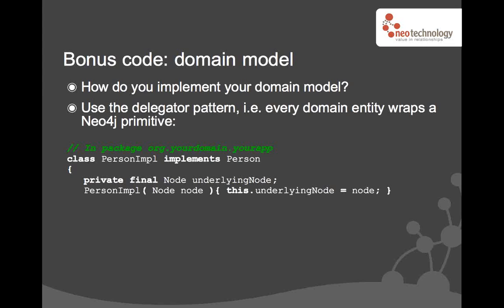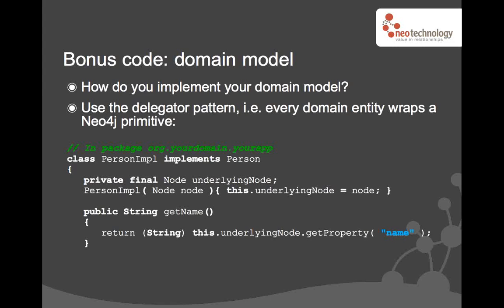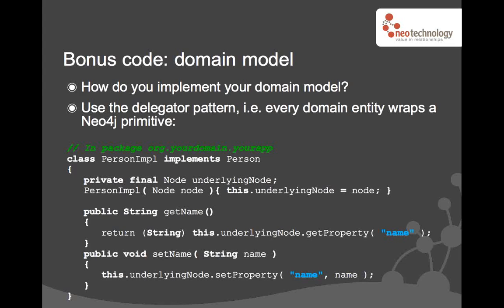We get that reference at instantiation time, where you pass in that node. And getName, rather than looking at the local attribute, delegates that to the underlying node, which gets it from the graph database. So you get the property called name, you cast it to a string, and setName is equivalent. Basically, you use the set property instead. You take the passed-in name and you set that on the node. This has a number of advantages because all of a sudden you don't have any state at all in your domain layer. All state is kept in the graph database.